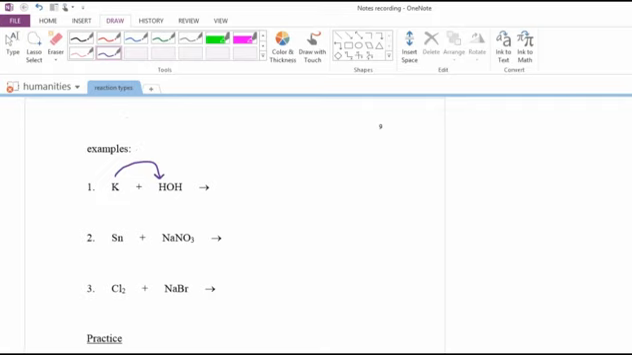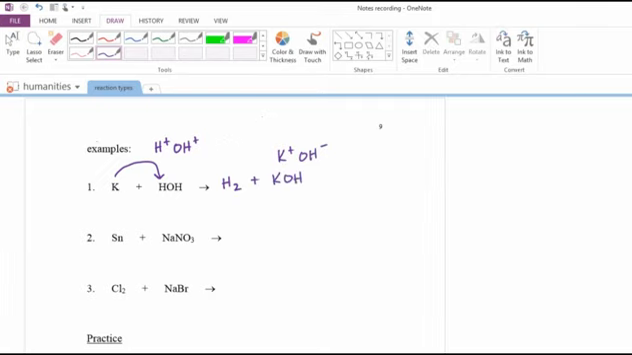I know hydrogen's not a metal, but hydrogen is a positive ion. So when potassium replaces hydrogen, hydrogen is all alone. When hydrogen's all alone, it's H2. And now K with its plus 1 and OH with its minus 1 are now a couple.